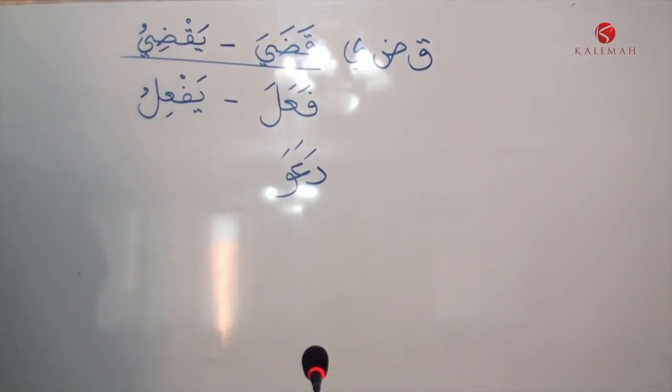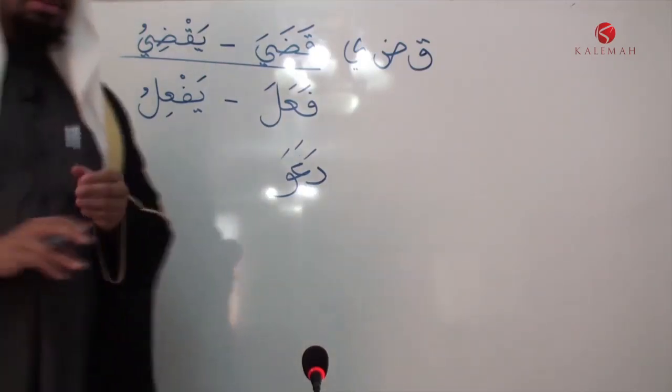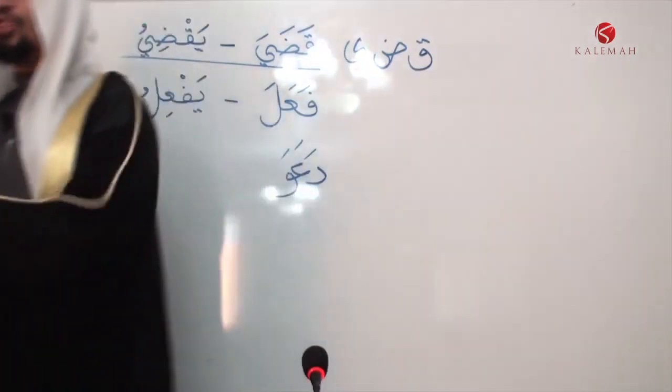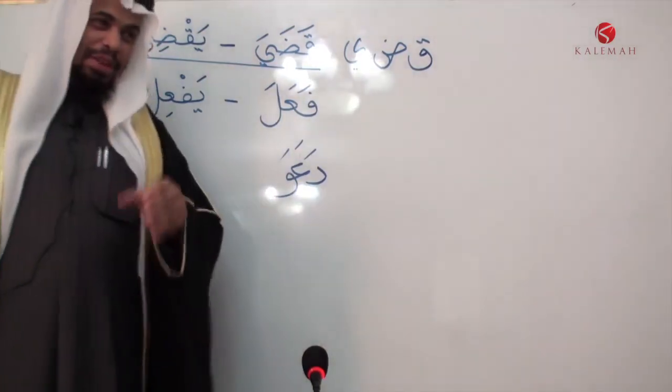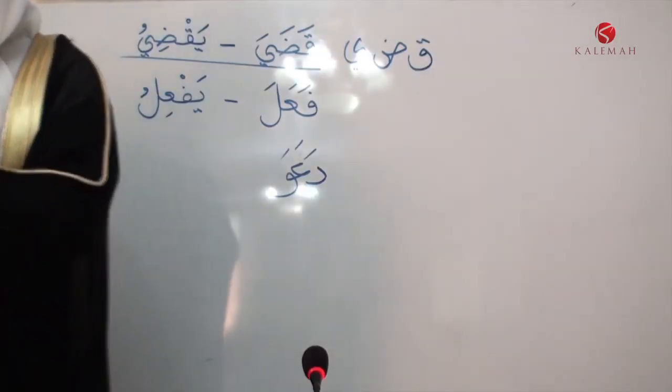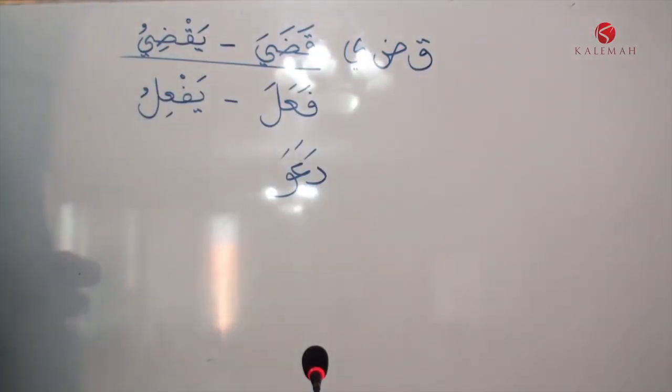Whenever it is preceded, no matter what position it took in the word, this is, I told you, a general principle that is inclusive to all chapters of Sarf. Whenever there's a waw or a ya, wherever it may be, that has a haraka and is preceded by a fatha, we turn the waw and the ya into an alif.